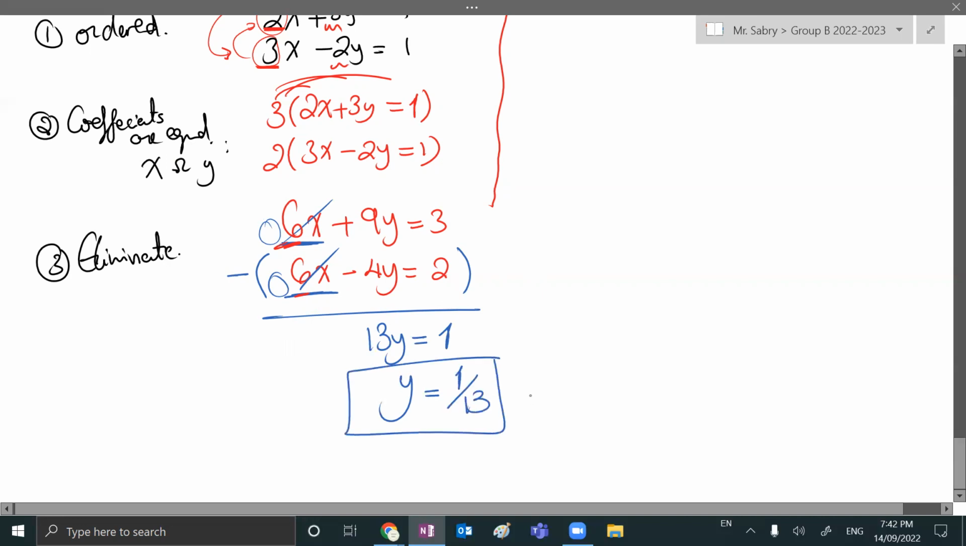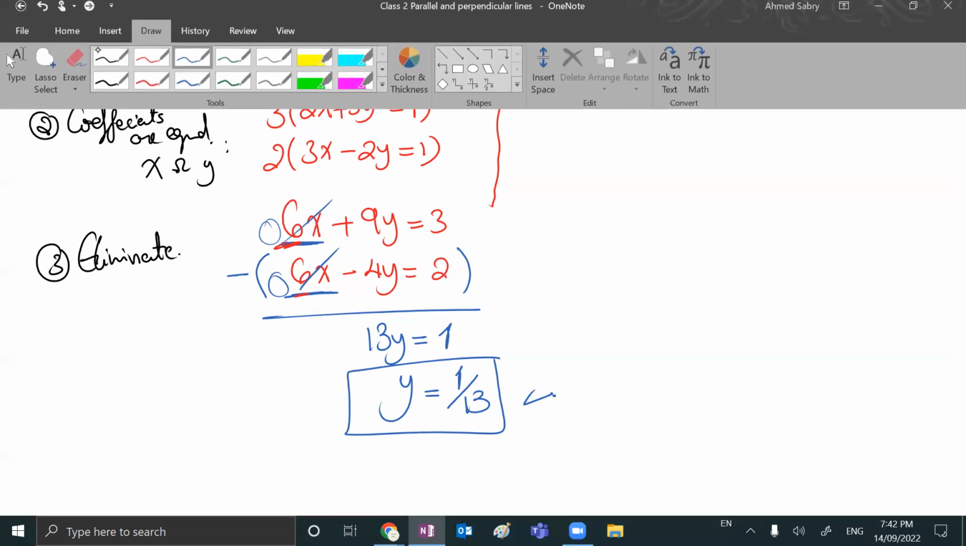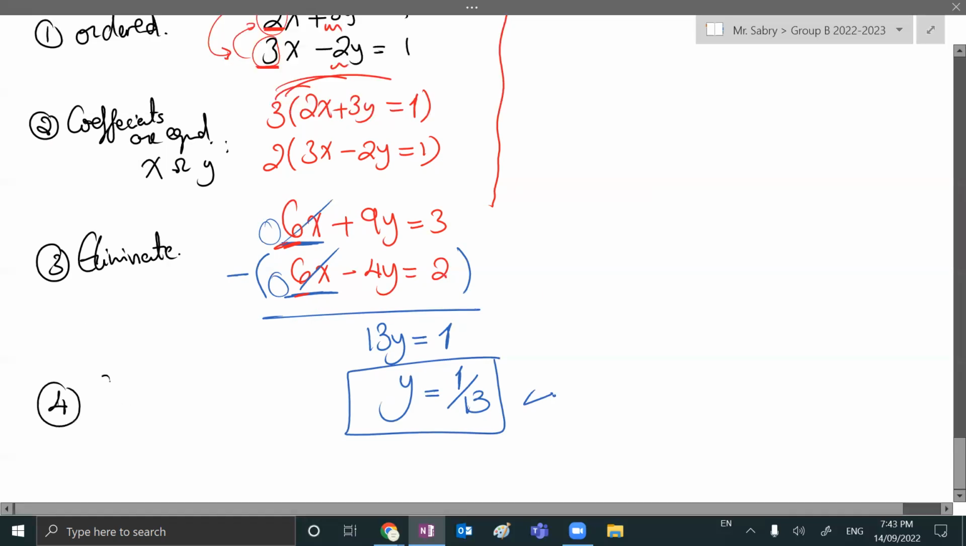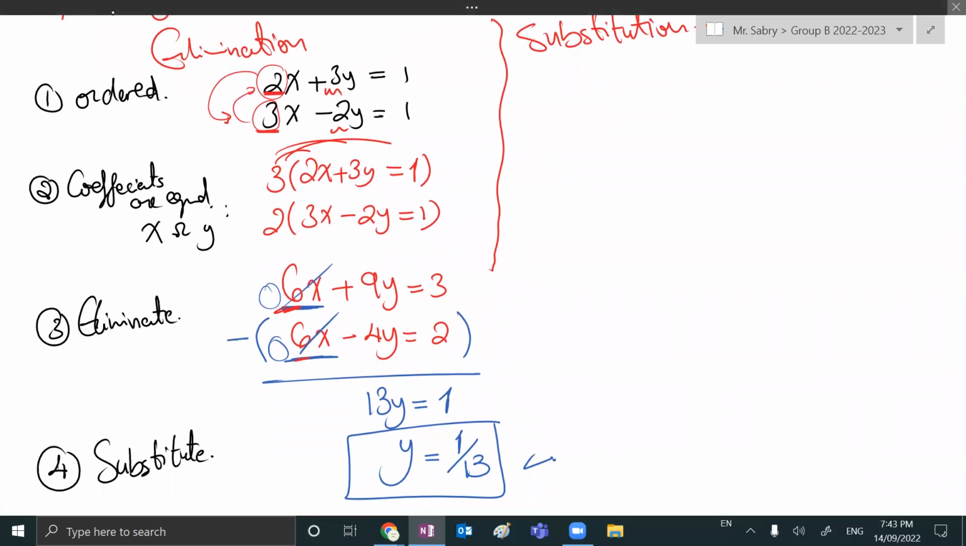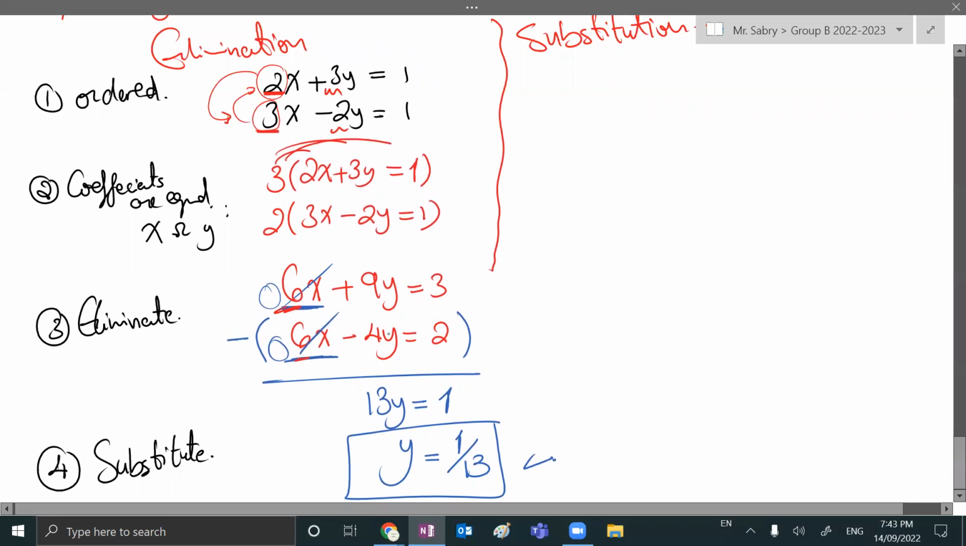I just got the value of y, which will then take me to the fourth step. Fourth step is to substitute. So if you've got x or y, substitute into any of the equations to get the other variable. By that I mean take this y and substitute it instead of this y over here, for example. So you go with 2x plus 3, and instead of the y, I'll put 1 over 13 equals 1. I'll calculate this on a calculator, which should be 3 over 13 equals 1.